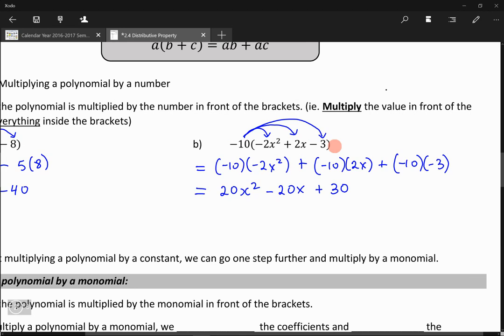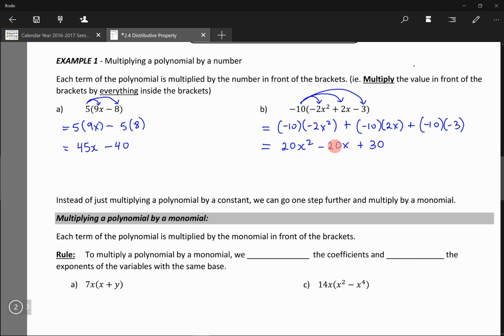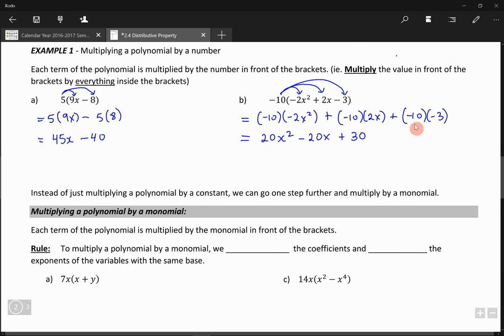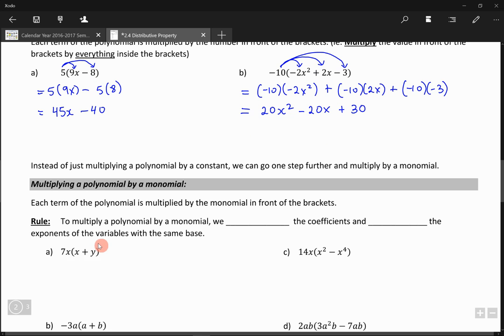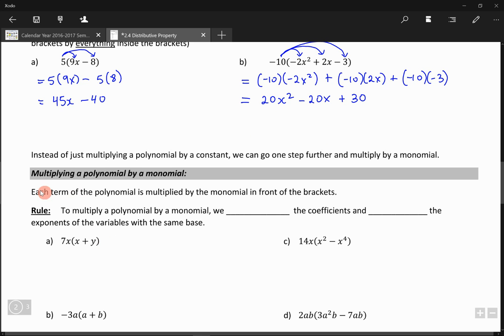And there you go. So instead of just multiplying a polynomial by a constant number, we can go one step further and multiply by a monomial. Okay, so it's very simple, right? This is just a constant in front. Now we're going to multiply by a monomial term. So each term of the polynomial is multiplied by the monomial in front of the brackets. So it's the same idea with the numbers. So instead of a number, you just have a monomial.